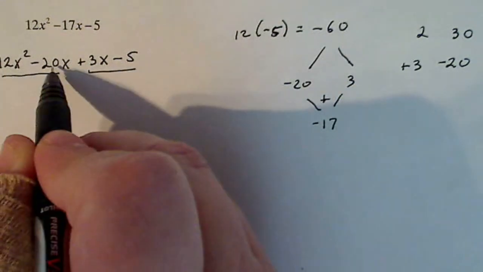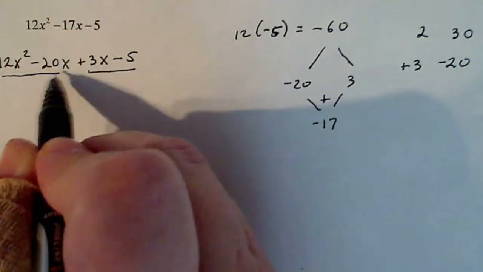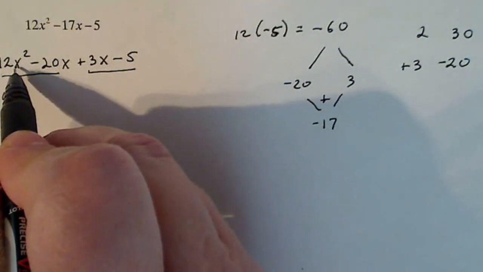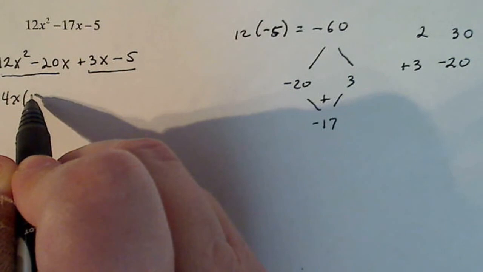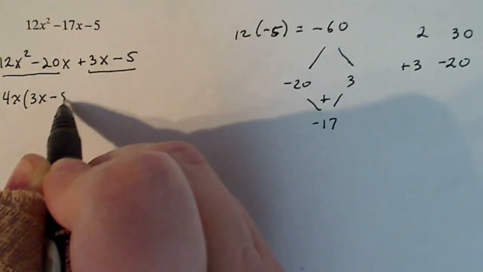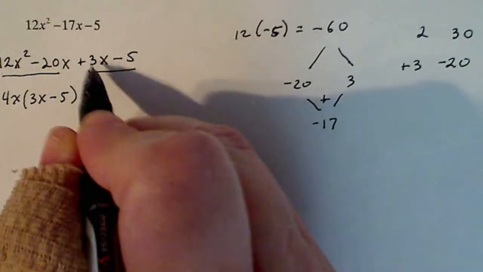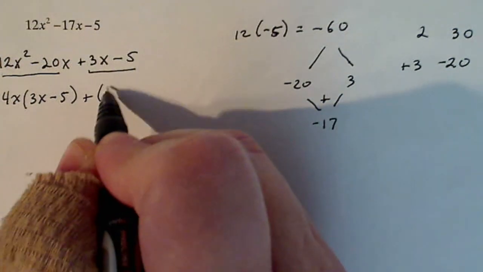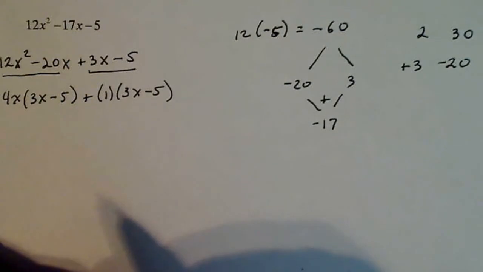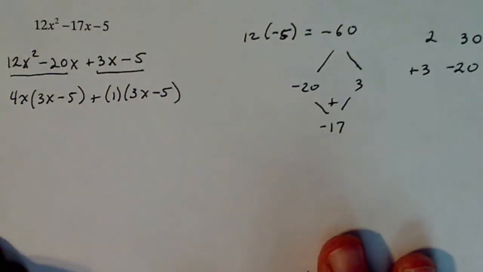What's the greatest common factor out of these two? Well, it looks like 4x. And I'm left with 3x minus 5. And the biggest number I can factor out of there is 1. And I know that you're thinking to yourself, why are you writing it down? Because it helps. Okay, it helps.